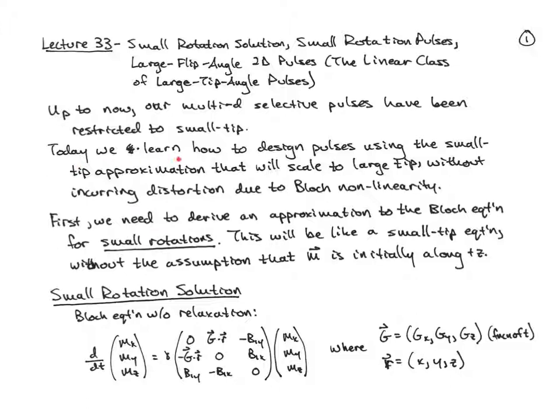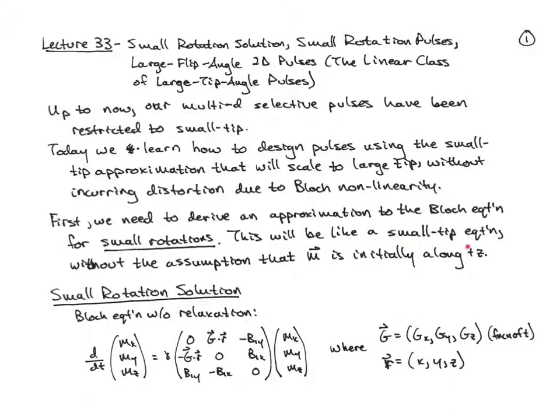So in this lecture, we're going to learn under what conditions we can design pulses using the small tip approximation such that they will scale to large flip angles without incurring distortion due to Bloch equation nonlinearity. To get there, we first need to derive an approximation to the Bloch equation for small rotations. What we're going to do is segment a pulse into a series of small rotations and show that when we concatenate those all together, we still get the profile that we want.